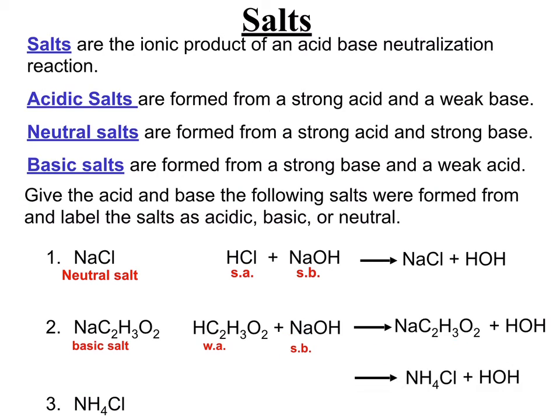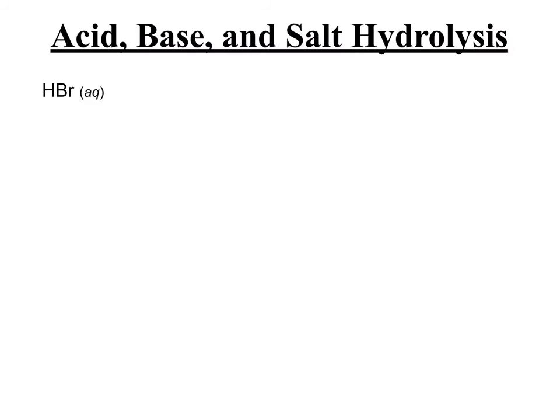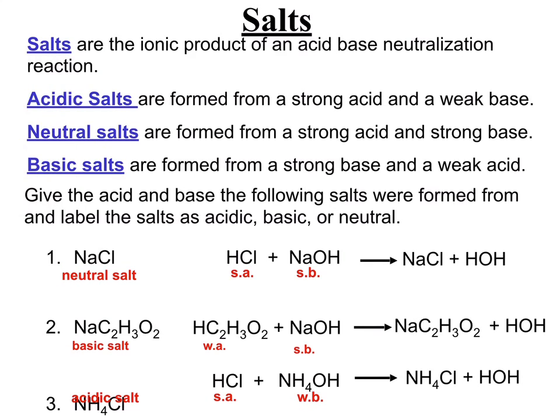So we look here. We have HCl plus NH4OH. Excellent. Producing NH4Cl. Well, we have a strong acid plus a weak base, providing us with an acidic salt. So strong acid makes an acidic salt. Strong base makes a basic salt. Strong acid, strong base is neutral. That's it.